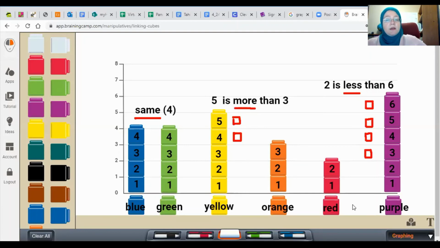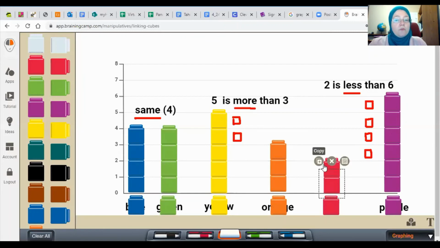We can also see another comparison with our red and our purple. Here's my red. Does my red have 3? No, we don't count the ones on the bottom that tell us what our information is. On the graph, we see that there are 2 red. The purple has quite a bit more. It has 6 purple. That means that the 2 is going to be less than the 6 of the purple. There are 4 more of the purple than there are of the red.